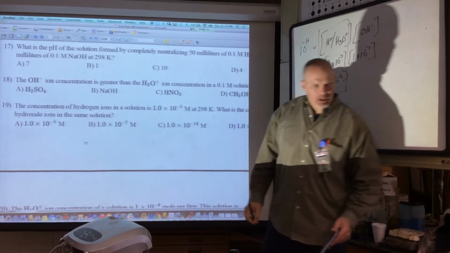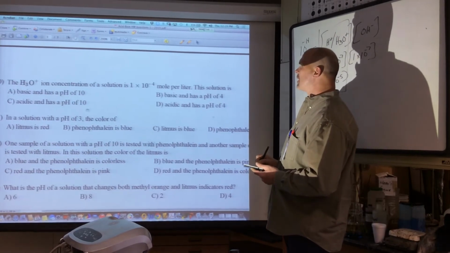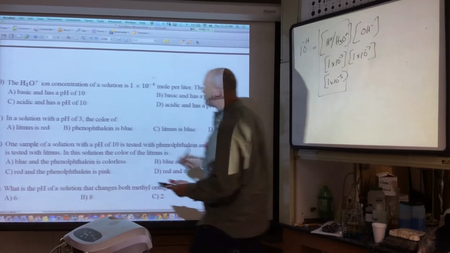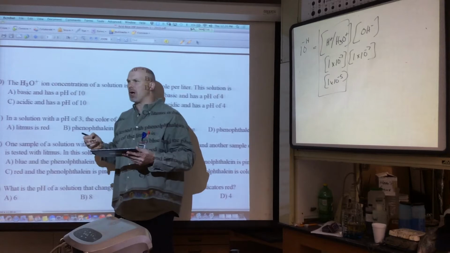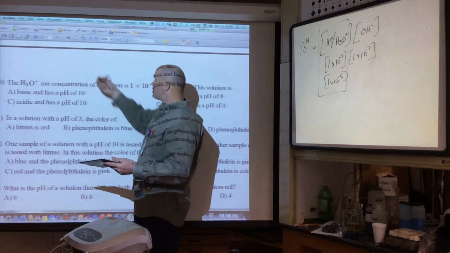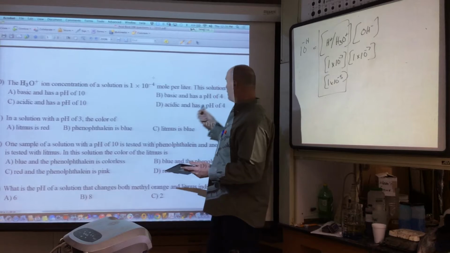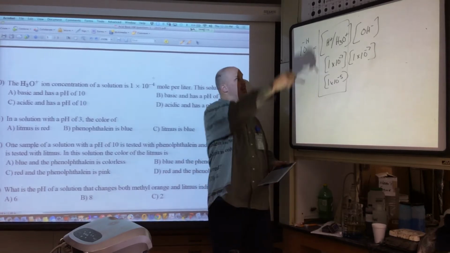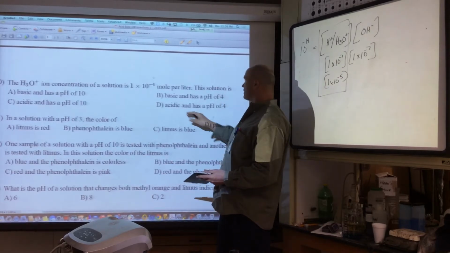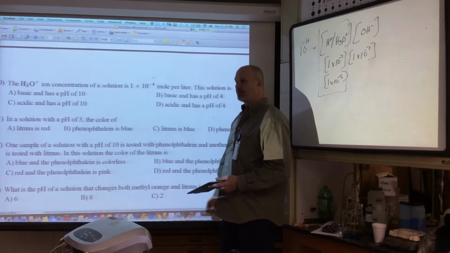All right. And lastly, number 20. The concentration of H3O+ is equal to 1 times 10 to the negative 4. H3O+ is water holding on to a proton. Where did the proton come from? The acid. So H3O+ is the acid solution. Therefore, it's 1 times 10 to the negative 4. The pH is 4. And because this number is bigger than this number, there are more H pluses, and it's acidic range. Choice D. Any questions there?